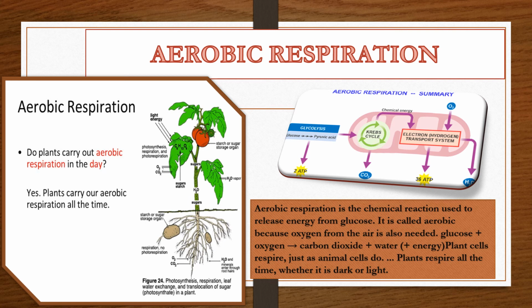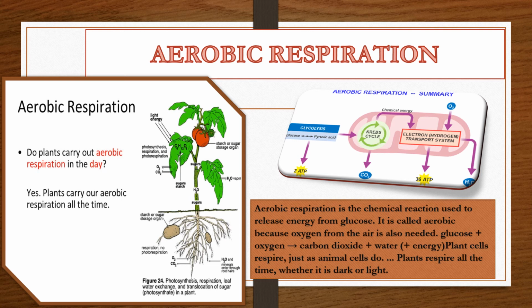The type of respiration in which glucose is broken down in the presence of oxygen is called aerobic respiration. In this process, glucose is broken down completely into carbon dioxide and water, releasing energy in the form of energy-rich molecules called ATP or adenosine triphosphate. Aerobic respiration takes place in almost all living organisms, including plants.